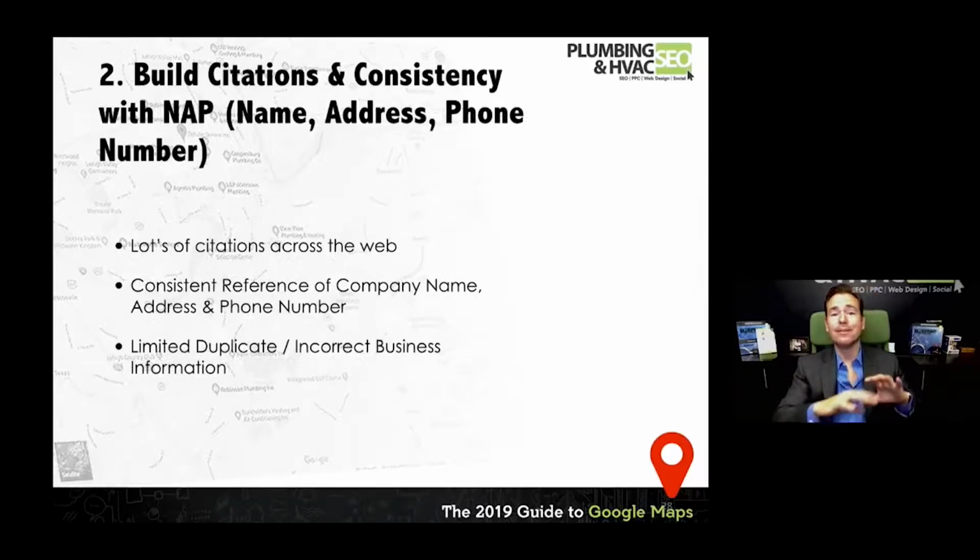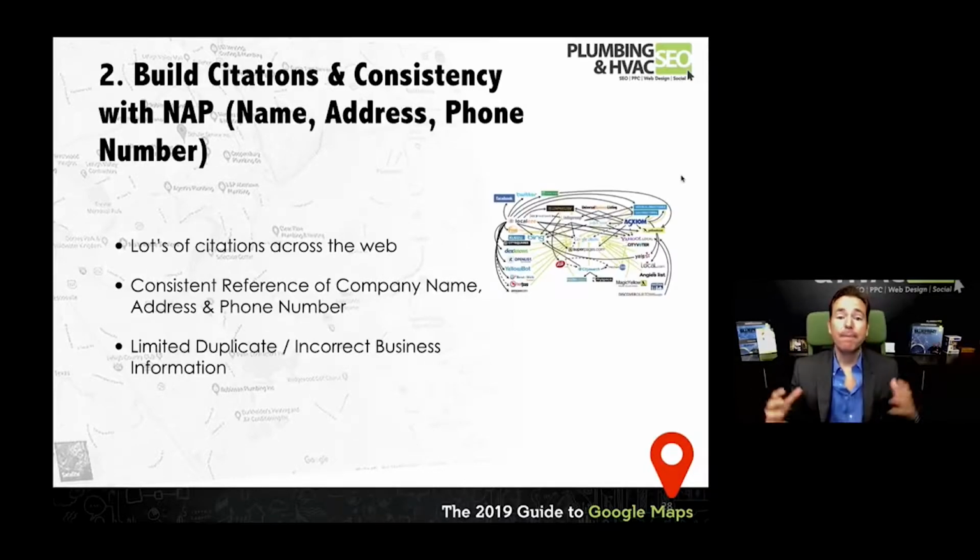So step one, claim that Google My Business listing, get it dialed in, leverage the posts, respond to reviews. Step two is to build citations and consistency of your name, address, phone number across the web. What we're finding is the companies that have lots of authority, and Google looks at a citation as a reference of your company on authoritative sites as a vote in your favor. Now that vote only really works when there's consistency, right?